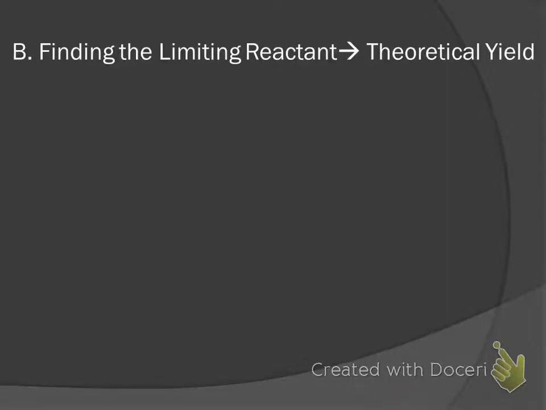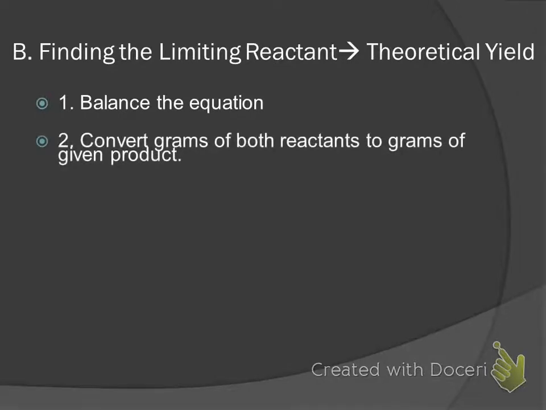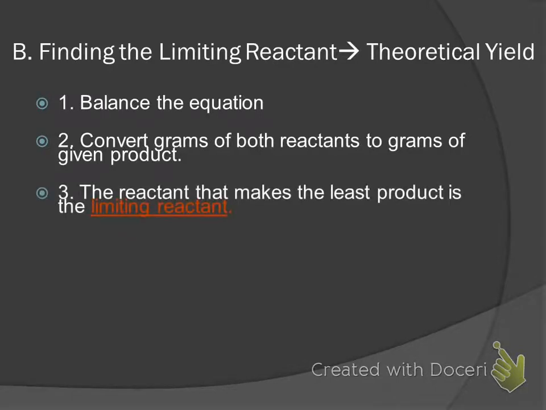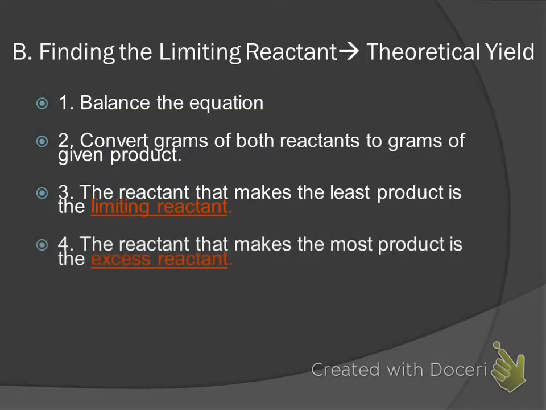Here are the steps that go through using the limiting reactant to find the theoretical yield. As always, number 1, balance the equation. Number 2, you're going to convert the grams of both reactants to the grams of the given product. This is a sequence of steps we've already done. Grams to moles, then your ratio of your moles, and then moles back to grams again. You're going to find out which of the reactants produces the least product. That will be your limiting reactant. Again, we will go through examples in class. This is just so you can get it and refer back to this in your notes.